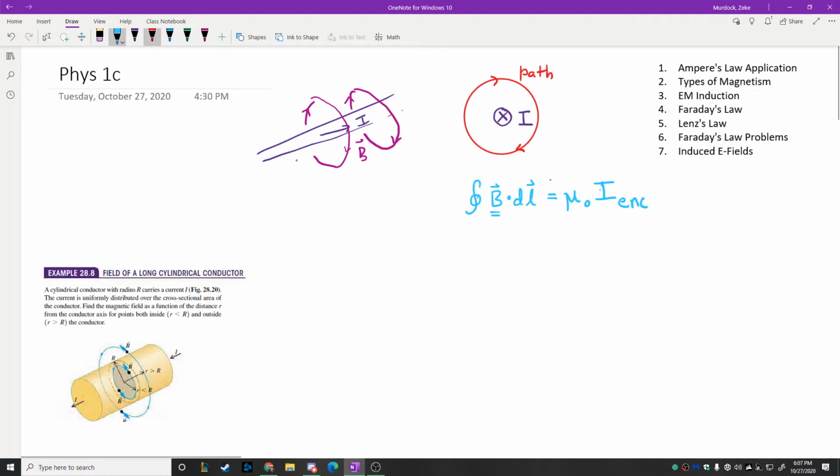In this case, just as it shows in this picture right here, it turns out that at any point along this loop, the magnetic field lines are going to be tangent to the loop like this. So at that point, they would point that way. The magnetic field here would point this way.